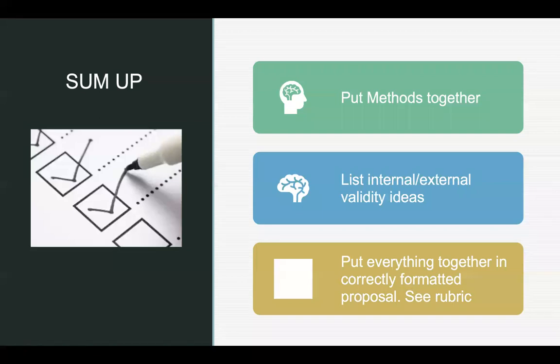So to sum up, you put your methods together, list your internal and external validity ideas while or after you watch the next two videos, and put everything together in a correctly formatted proposal. See the rubric.